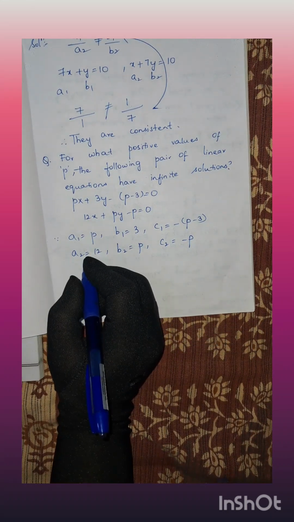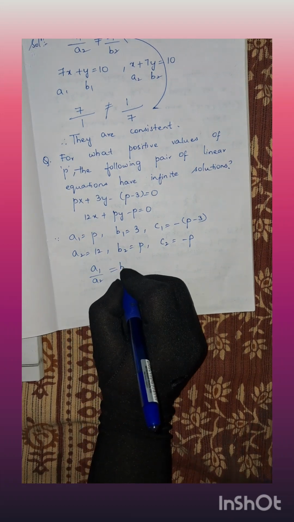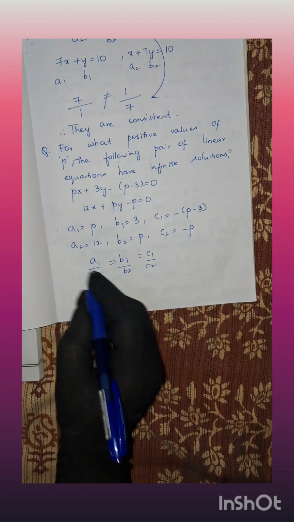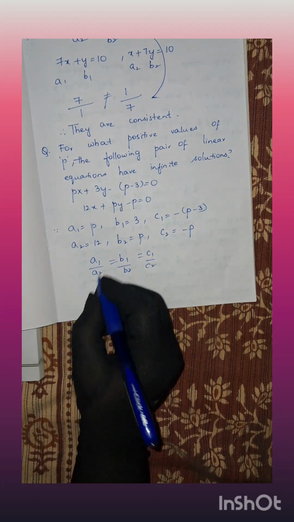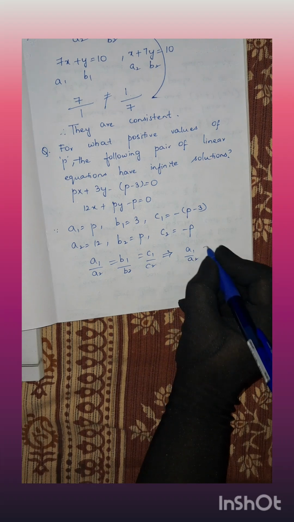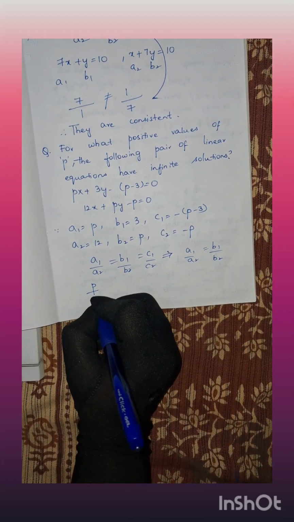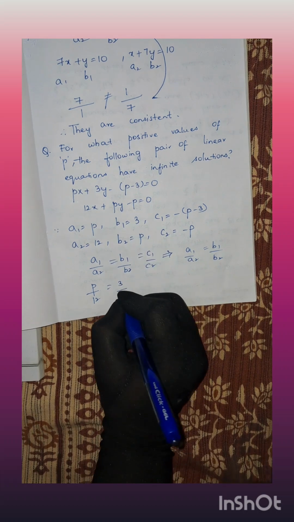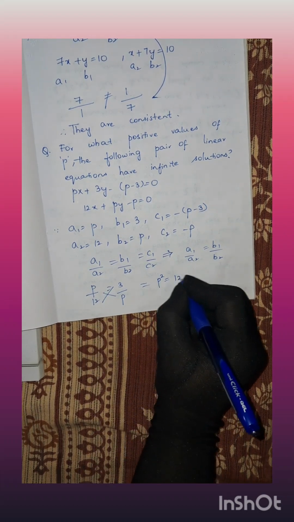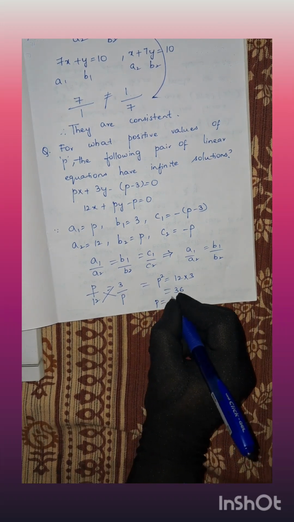So for infinitely many solutions, our condition is what? A1 by A2 is equal to B1 by B2 is equal to C1 by C2. So let us check each and every one. First, let us consider A1 by A2 is equal to B1 by B2. Okay, first we'll take this. So A1 by A2 is P by 12. And what is B1 by B2? 3 by P. Here cross multiplication: P into P, P square, equals 12 into 3. 12 threes are 36.